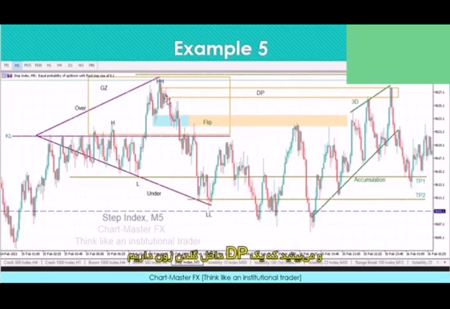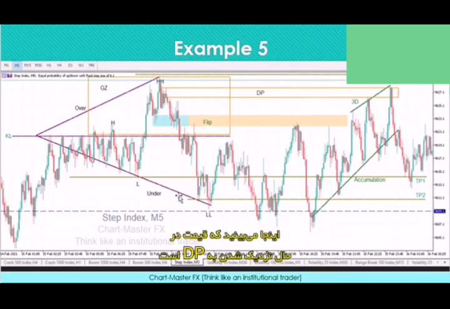And you can see, guys, that we had a decision point here inside the golden zone, and we had another decision point also inside here. So this is the manipulation area. So you only look for decision points inside the golden zone. You can see that as the price was approaching this decision point, this decision point was able to hold the price here.